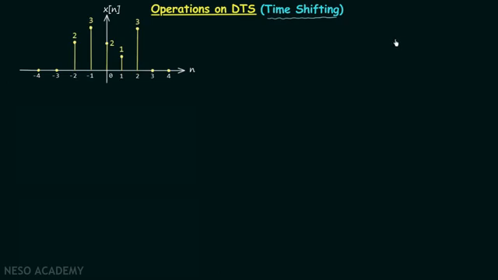So to understand the time shifting operation on discrete time signals, you must have the knowledge of time shifting operation on continuous time signals. And now we will begin our discussion with one example discrete time signal, which is x[n]. You can see that x[n] is a discrete time signal having value equal to 2 when n is equal to 0. It is equal to 1 when n is equal to 1. It is equal to 3 when n is equal to 2.